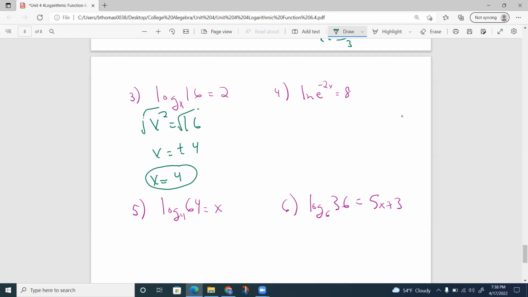So if I have the natural log of e to the negative 2x equals 8, remember, this is the same thing as the log of e to the negative 2x base e is equal to 8. So if I rewrite that back out like that, we recognize that this does have a logarithmic form with a base. So if I put that in exponential form, e to the 8 is going to equal e to the negative 2x, because this is what we're taking the log of.